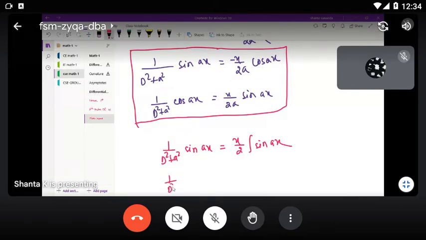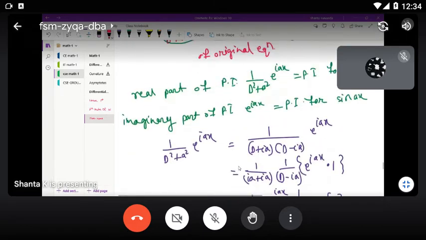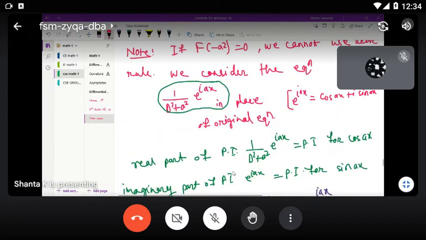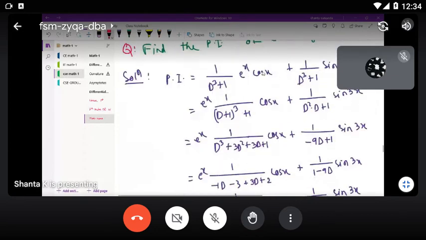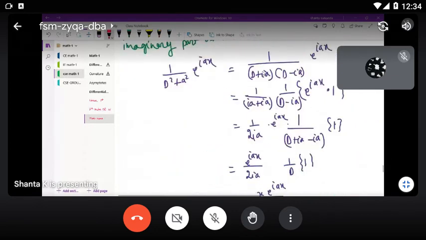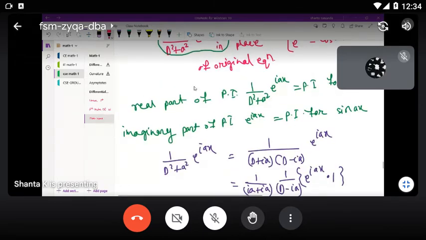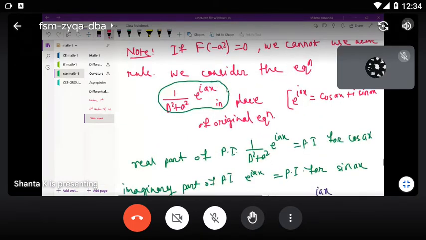Ma'am, but we did not use that condition. Which condition? That f of minus a square equals 0, we didn't use that in the derivation of the formula. If it is not 0, you can use the regular one. Only when f of minus a square is 0 do we use this one.